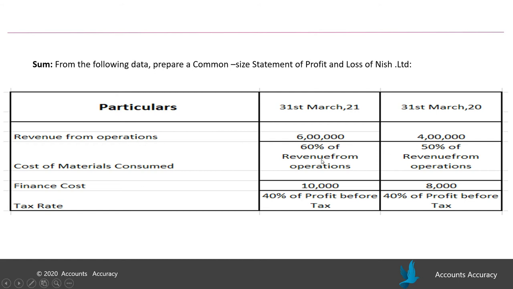Revenue from operations is 6 lakh and 4 lakh, and cost of material consumed is given as 60% of revenue from operations, 60% of 6 lakh. And for the year 2020, the cost of material consumed is 50% of 4 lakh, that would be 2 lakh. Next you have finance cost of both the years, and then at last the tax rate is given, that is 40% of profit before tax. So for that you need to find out the profit. Let's see how it will be done.